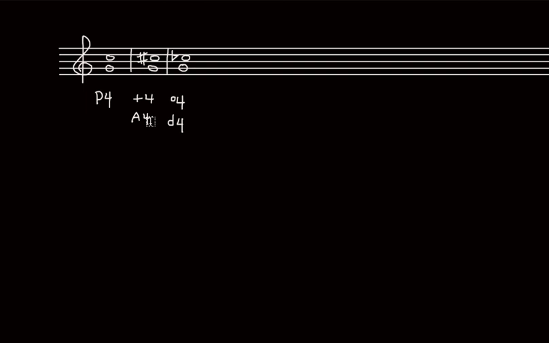There are a couple of ways of writing it. You could write it with a plus with the number 4 or a capital A with the number 4. But for the purpose of this class, let's use the plus with a 4. The next example is the diminished fourth. So I have G to C flat. If I lower the top note by a half step, I'm decreasing the distance between these two notes. Therefore, from a perfect fourth, I now have a diminished fourth.